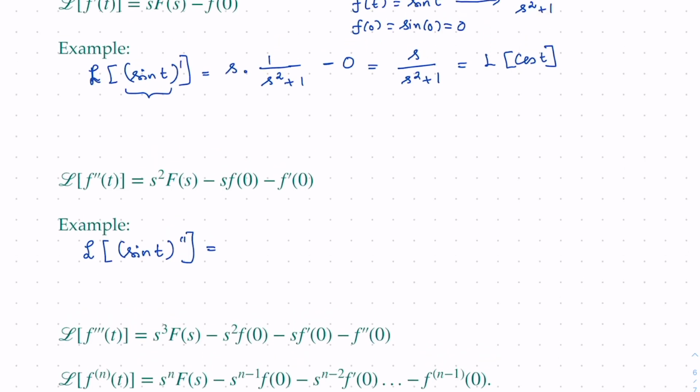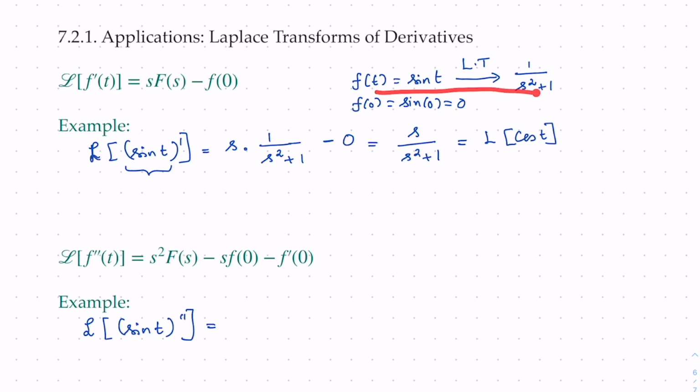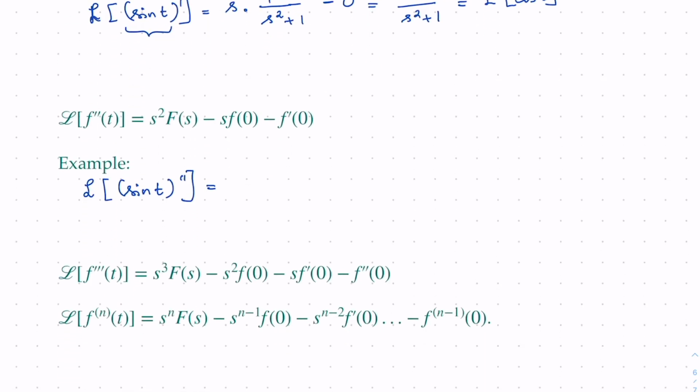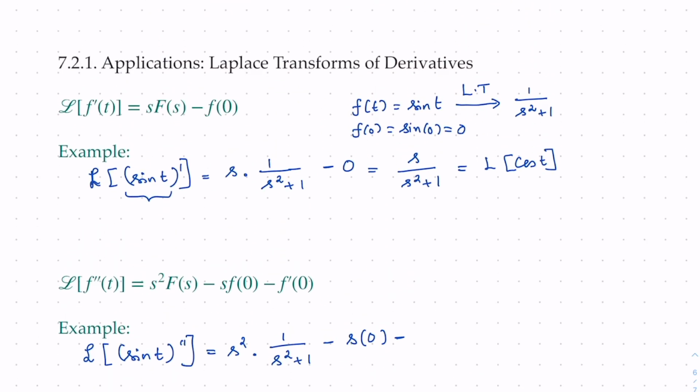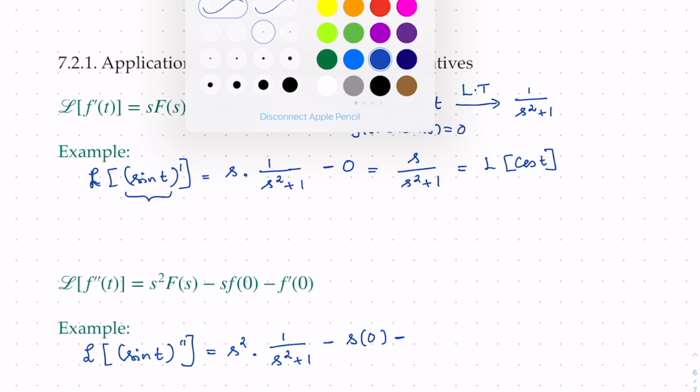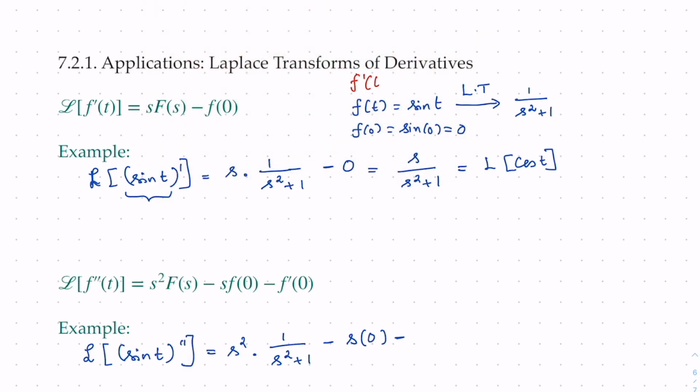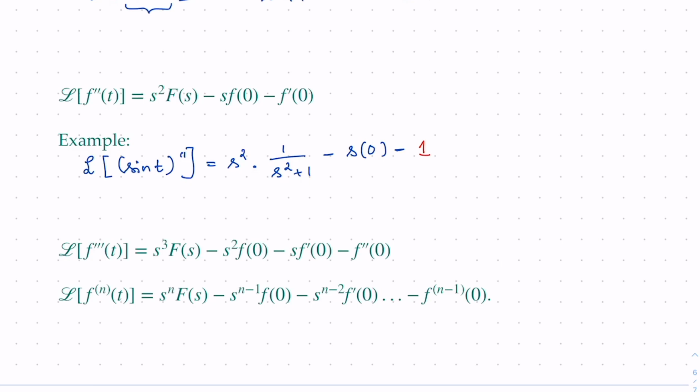If I use the formula just like we had earlier, this is going to be s squared times 1 over s squared plus 1, minus s times f of 0. f of 0 is 0, we know that. Minus f prime of 0. What is f prime? For this one, f prime of t is cosine t, and so cosine of 0 is equal to 1. So I'm going to have minus 1 over there.